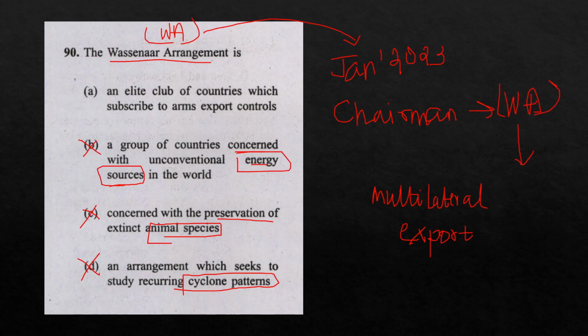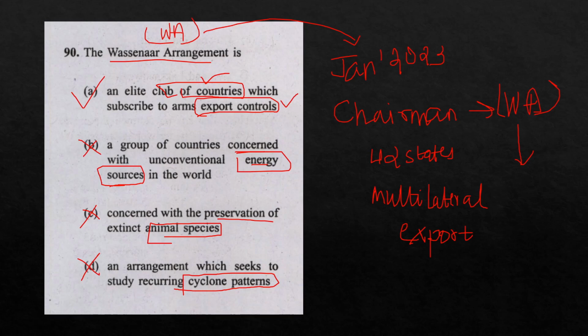Now look at option A. It says it's an elite club of countries which subscribe to arm export control. Yes, export control is correct, and it is a club of countries. We all know that it is a club of 42 states or countries, right? So our answer is option A.